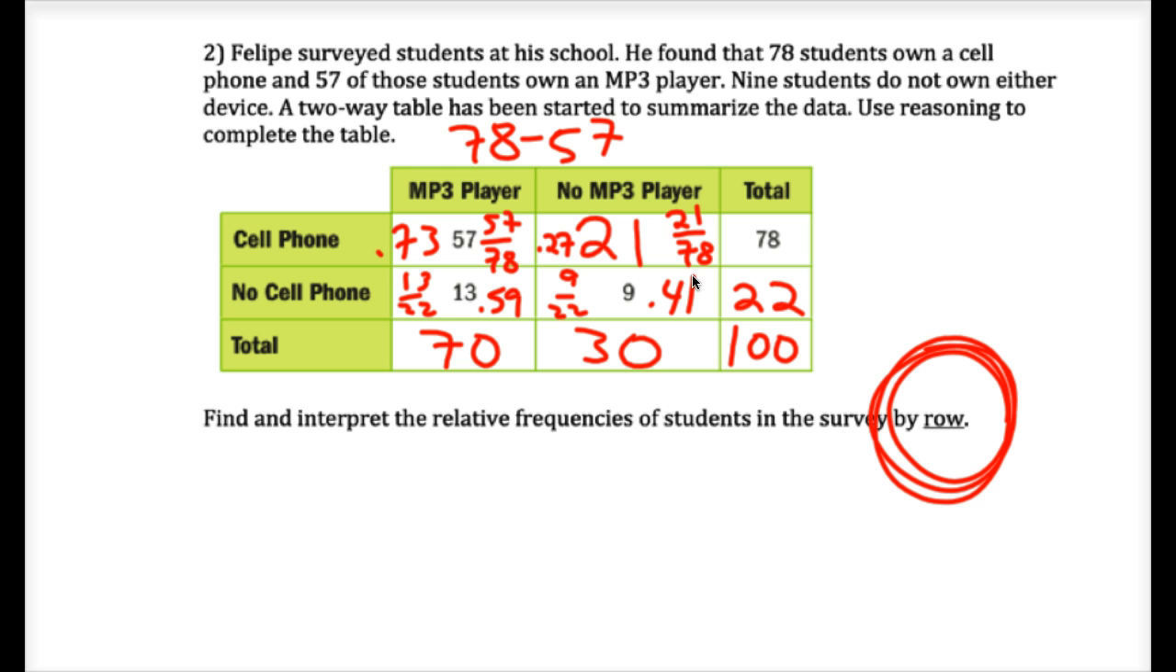All right. Next, you have to interpret. What does interpret mean? Say something intelligent from that data. Somebody say one intelligent thing about all that data, based on the relative frequency by row. I always go, guys, when you got to say something intelligent, most students.